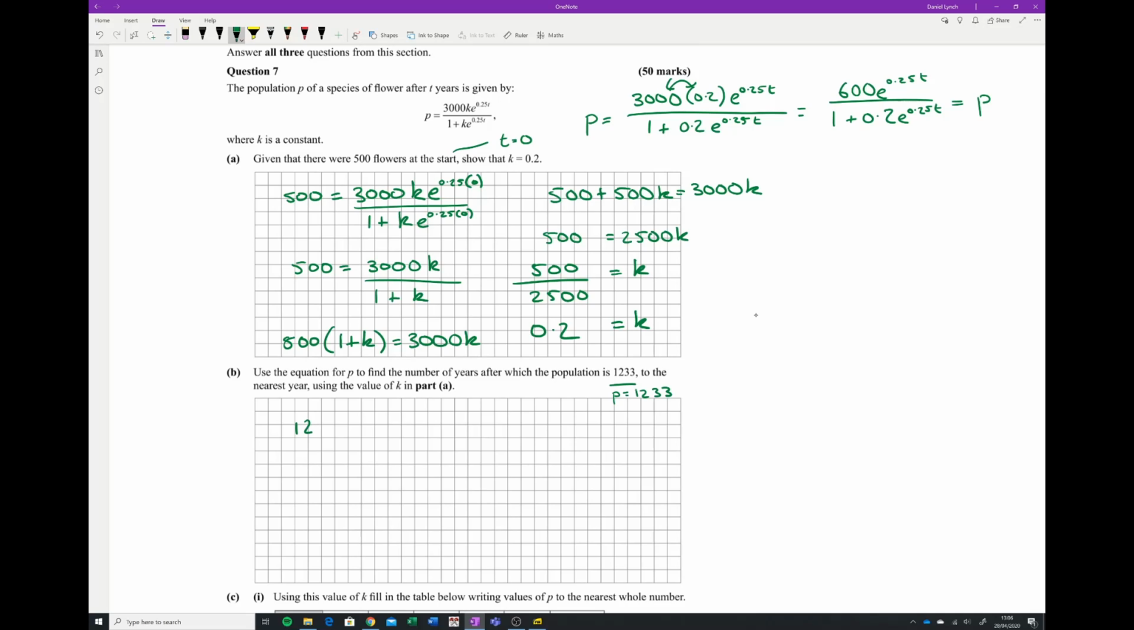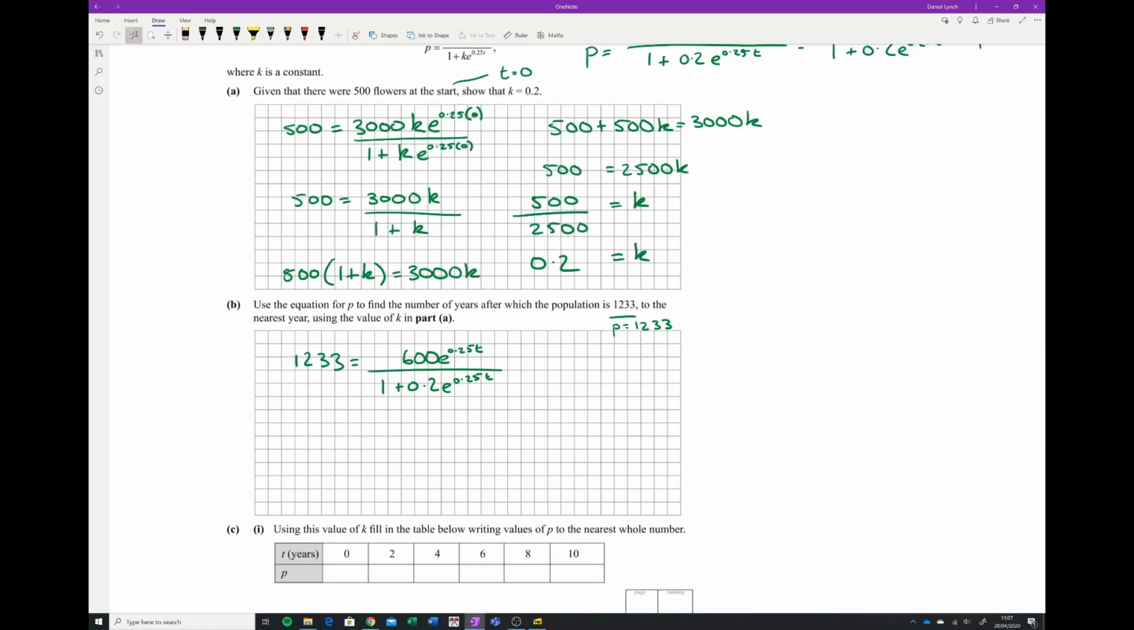Okay, it's 1.233, and it's equal to 600 e to the 0.25t over 1 plus 0.2 e to the 0.25t. There we go. In this case here, you might have been able to do some cancelling, dividing top and bottom by that, except for the fact that it's 1 plus.